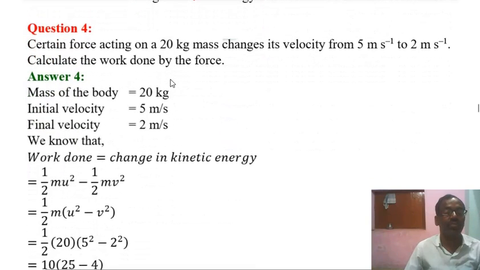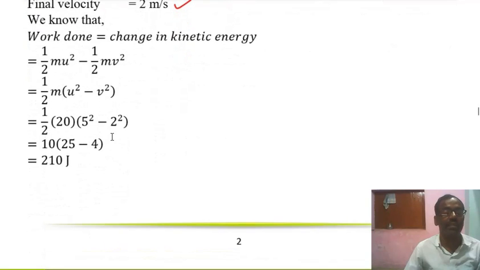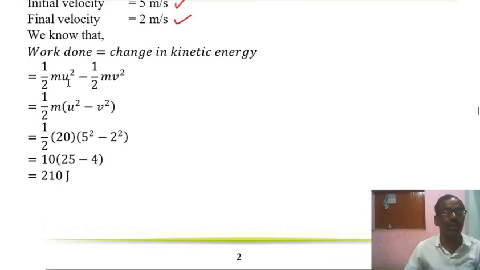Let's see question number 4. A certain force acting on a 20 kg mass changes its velocity from 5 meter per second to 2 meter per second. Calculate the work done by the force. So from the question it is clear that the mass of the body is 20 kg, initial velocity is 5 meter per second and final velocity is 2 meter per second. Work done equals change in kinetic energy, equal to 1/2 mv² minus 1/2 mu².